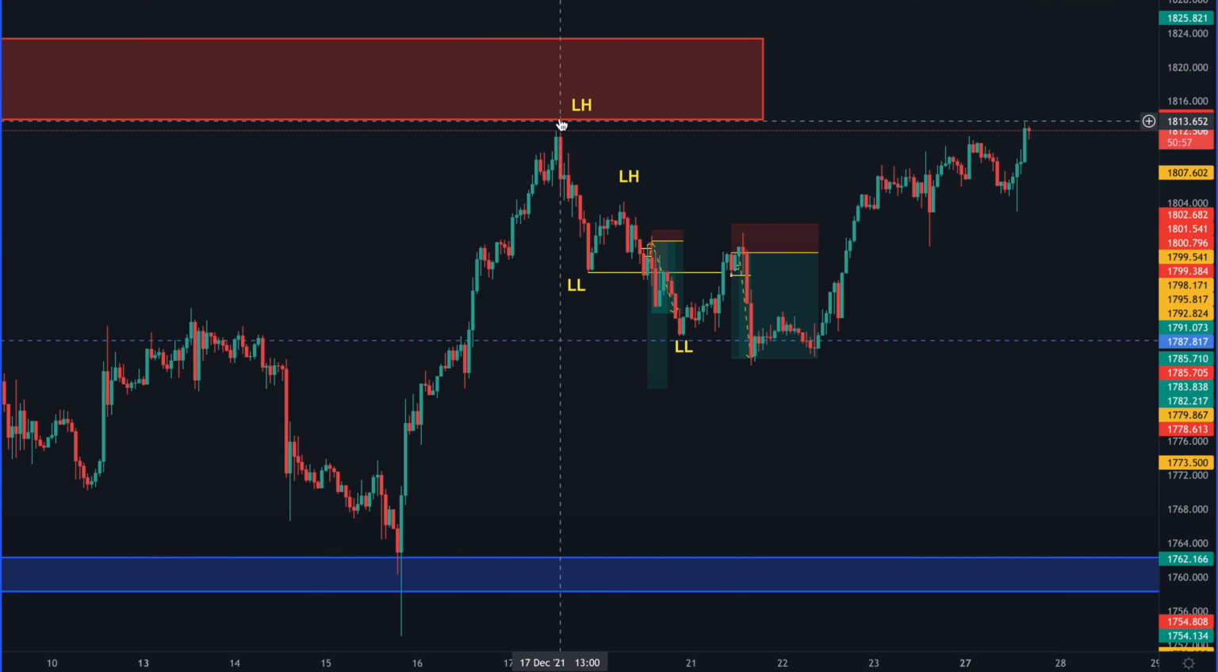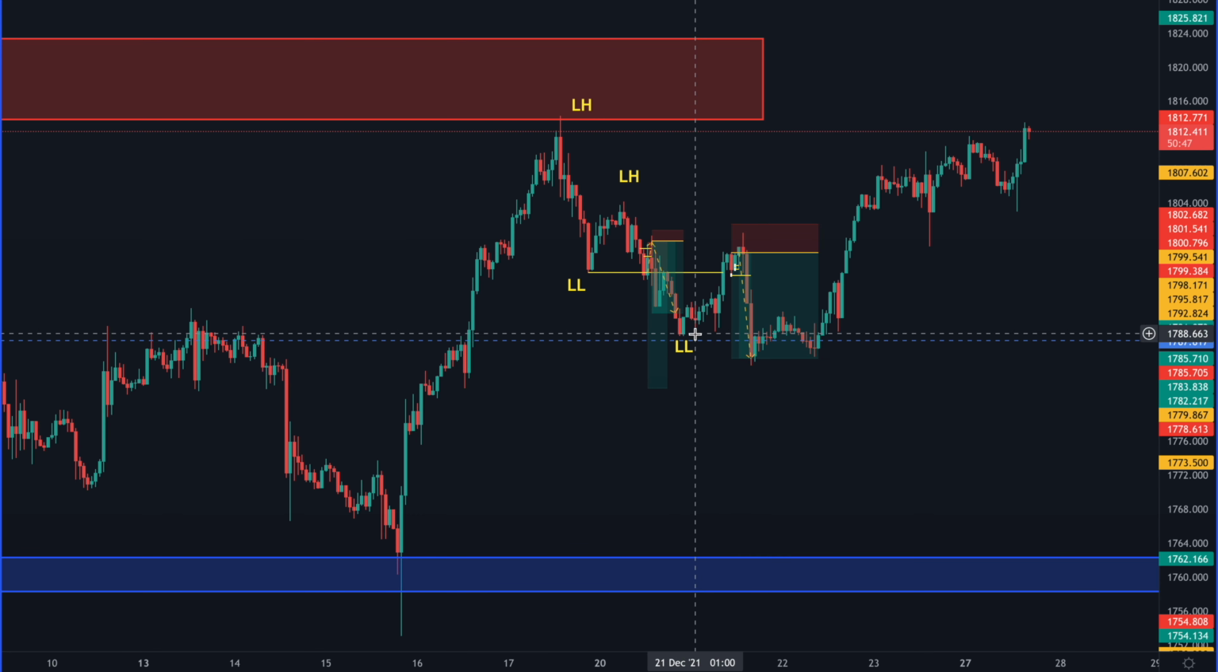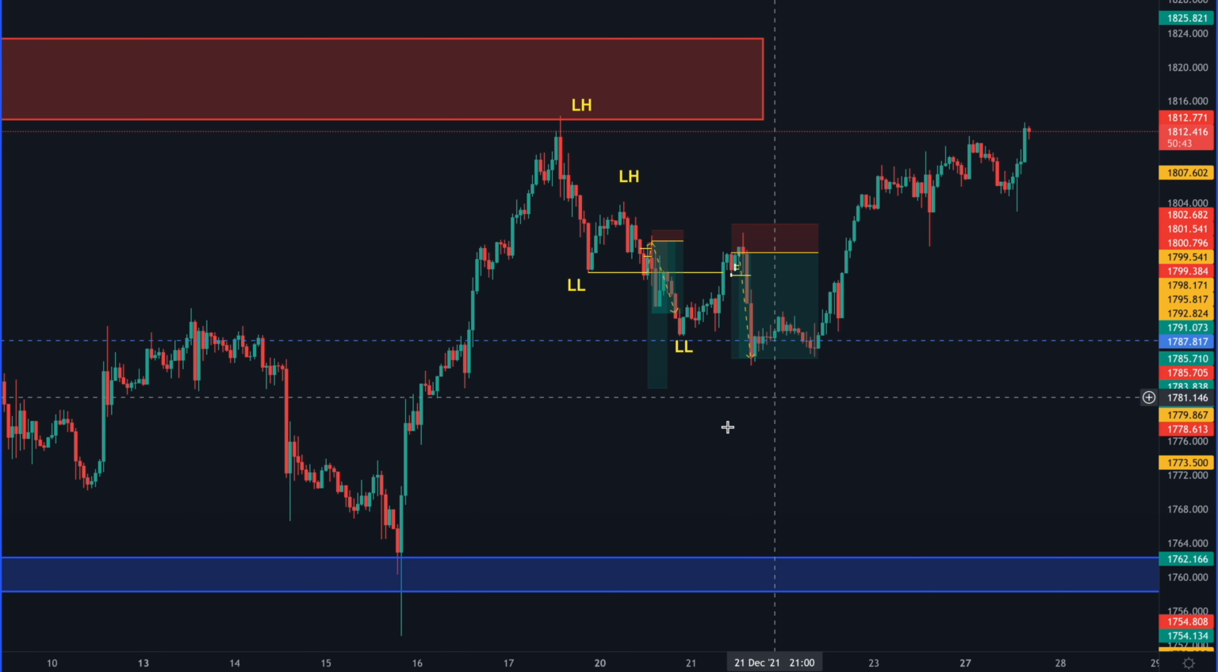So as you can see here, we have a high here, we have the lower high, we have a low here, and then we have the lower low. So it's clear bearish structure. So that led us to this next retracement coming up and the potential for the impulse coming down.